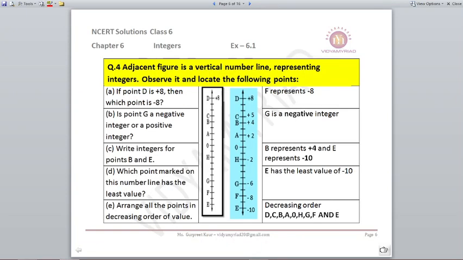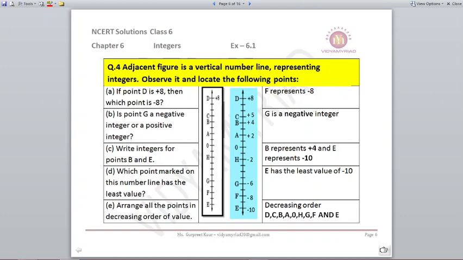Adjacent figure is a vertical number line representing integers. Observe it and locate the following points. Now there is a number line which is written from D and it is going till E. Now D is represented by plus 8. There is 0 in between and there are other alphabets down. So what I have done is, if you look at the blue figure, I have numbered or labeled it all. D is plus 8, so C is plus 5, B is plus 4, A is plus 2 and 0. So you can count the lines which are there and you can count accordingly.